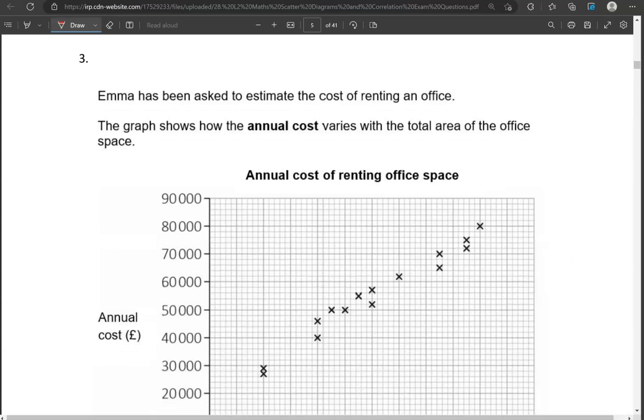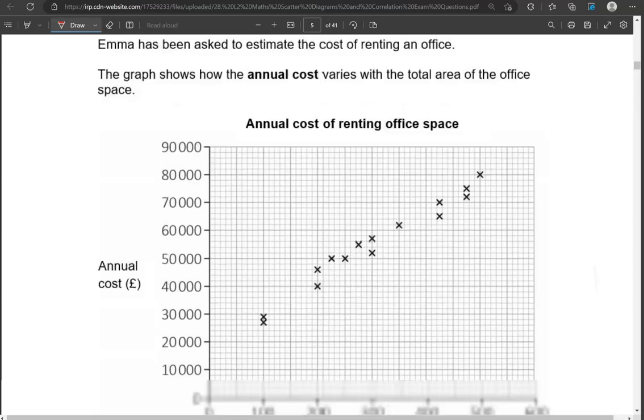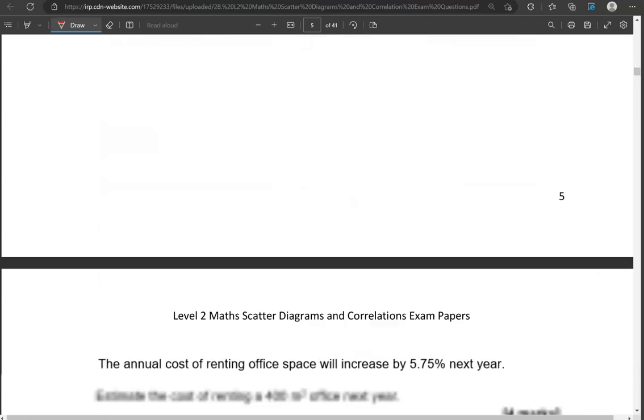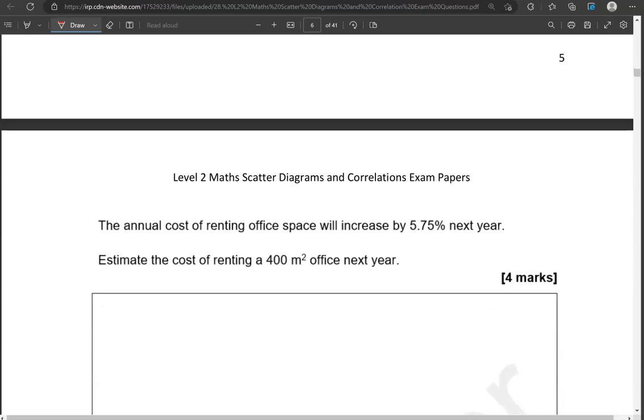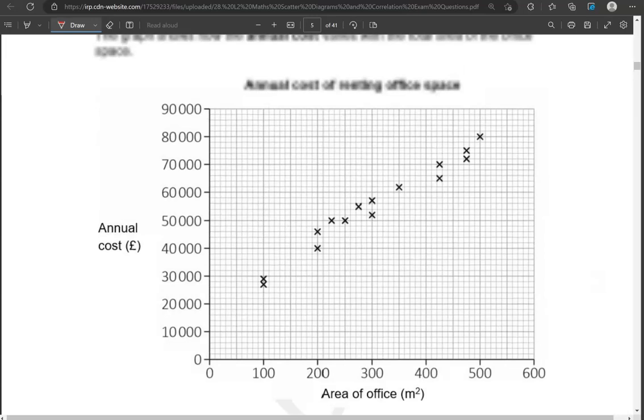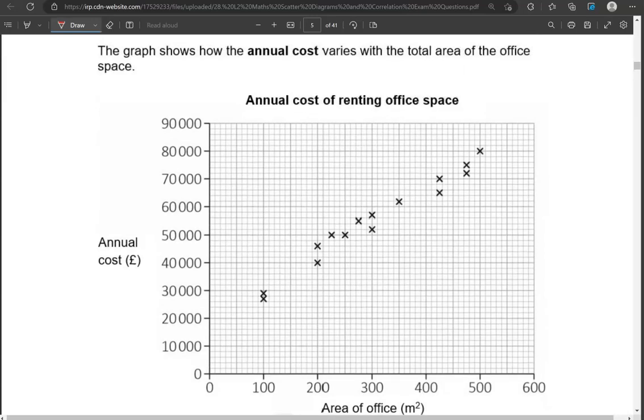Emma has been asked to estimate the cost of renting an office. The graph shows how the annual cost varies with the total area of the office space. The annual cost of renting office space will increase by 5.75% next year. Estimate the cost of renting a 400 square meter office next year.